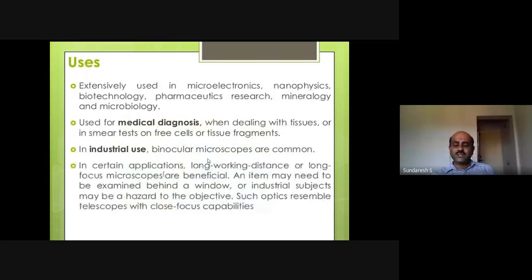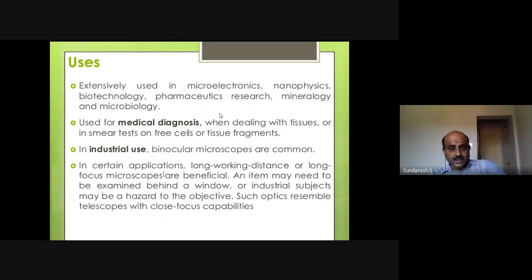And the uses, of course, I will discuss as applications here: microelectronics, nanophysics, biotechnology, pharmaceutical research, mineralogy, and microbiology, used for medical diagnosis when dealing with a tissue in smear tests or free cells or tissue fragments. In industrial use, binocular microscopes are common. In certain applications, long working distances or long focus microscopes are beneficial. An item may need to be examined behind a window, or industrial subjects may be hazardous in the objective. Such optics resemble telescopes with a close focus capability. These are the uses of the optical microscope.